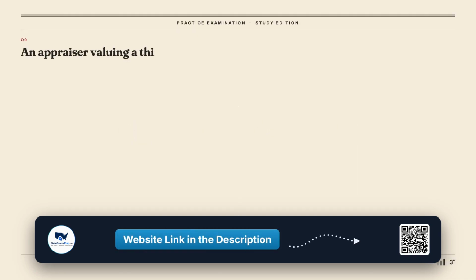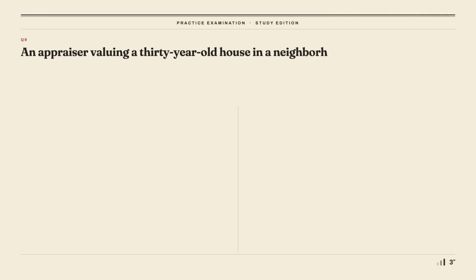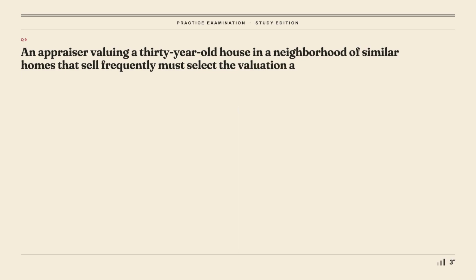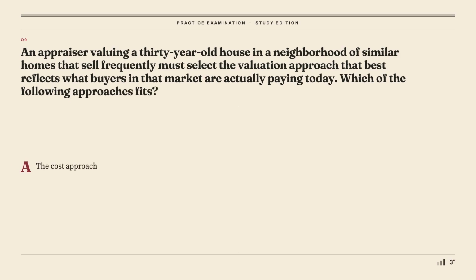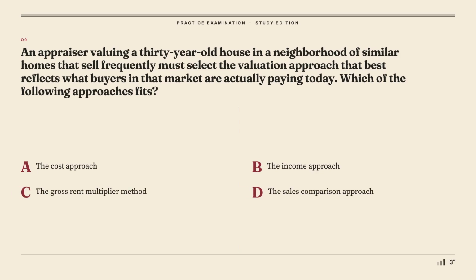Question 9. An appraiser valuing a 30-year-old house in a neighborhood of similar homes that sell frequently must select the valuation approach that best reflects what buyers in that market are actually paying today. Which of the following approaches fits? Your options are A, the cost approach, B, the income approach, C, the gross rent multiplier method, D, the sales comparison approach. Which one is it? Pause the video if you need more time.